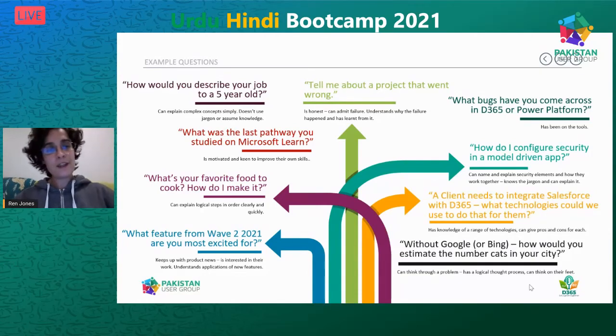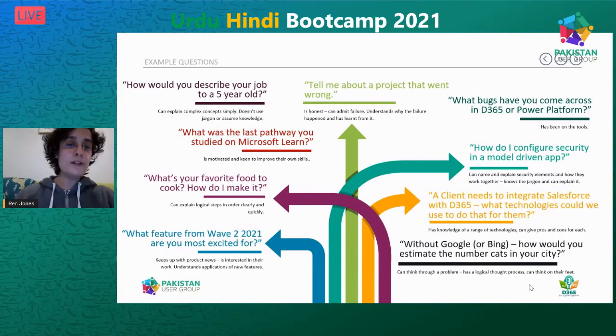All right. So next one, what's your favorite food to cook and how do I make it? Not a technical question, but what you're looking at here is whether the candidate can explain logical steps in order, clearly and quickly. So super important for delivery teams and testing and UAT. If you can give them something that they know like the back of their hand, it's a really easy way to see if they can do this.